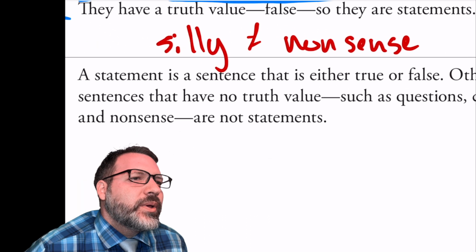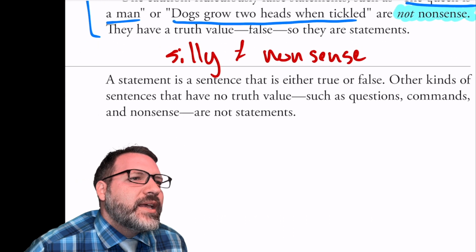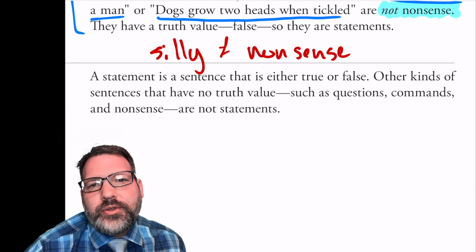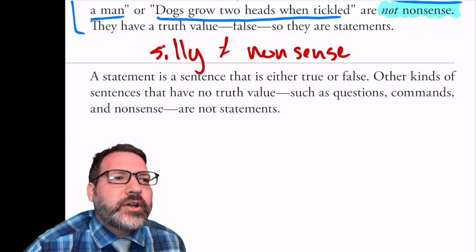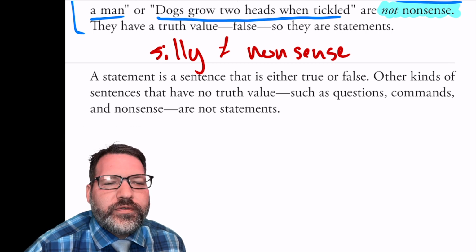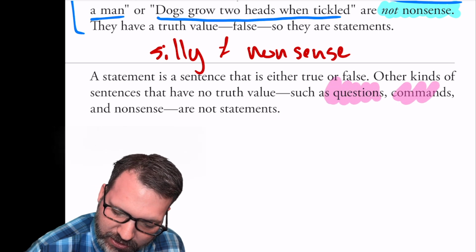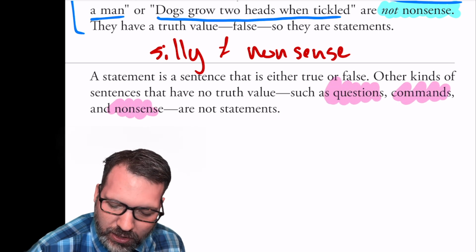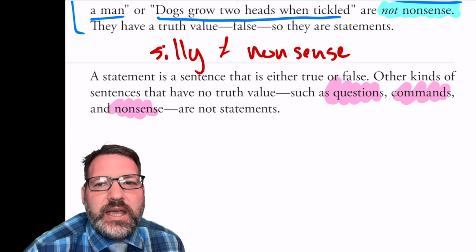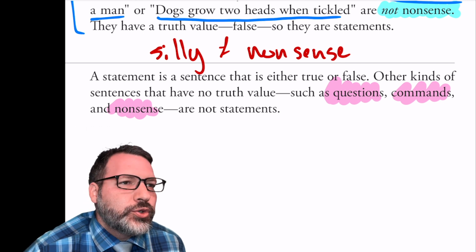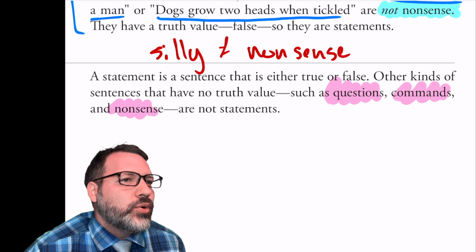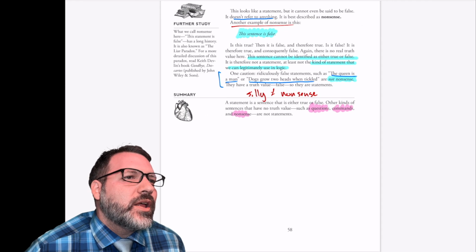All right, as always, we get our summary at the end of the lesson. A statement is a sentence that is either true or false. Other kinds of sentences that have no truth value, like questions, commands, and nonsense, are not statements. So what we mean in logic by statement is something that for sure is either true or false. Questions on the lesson?